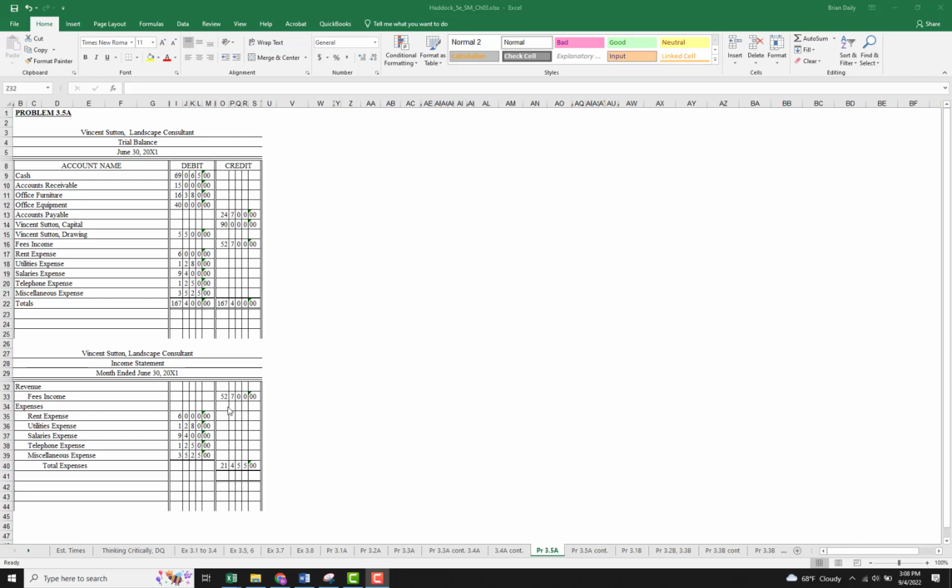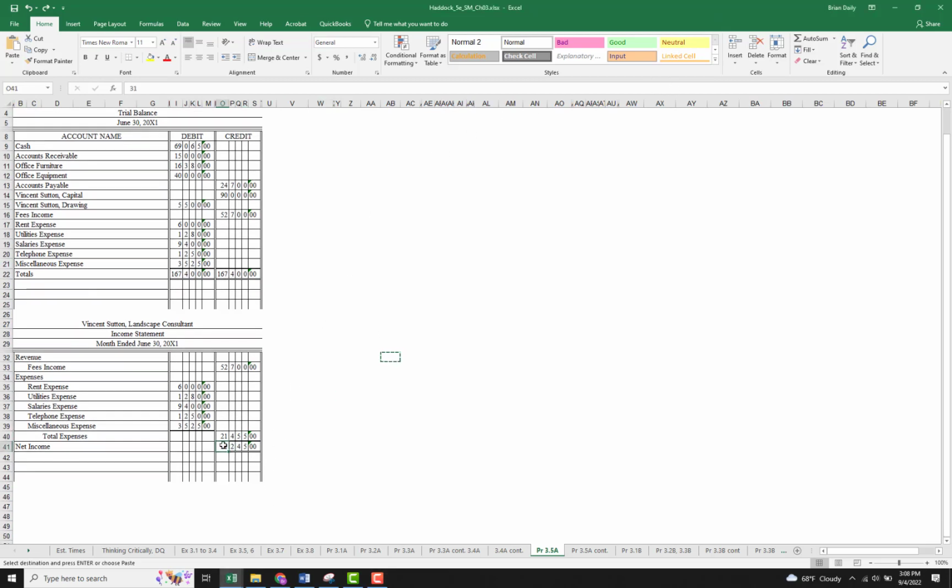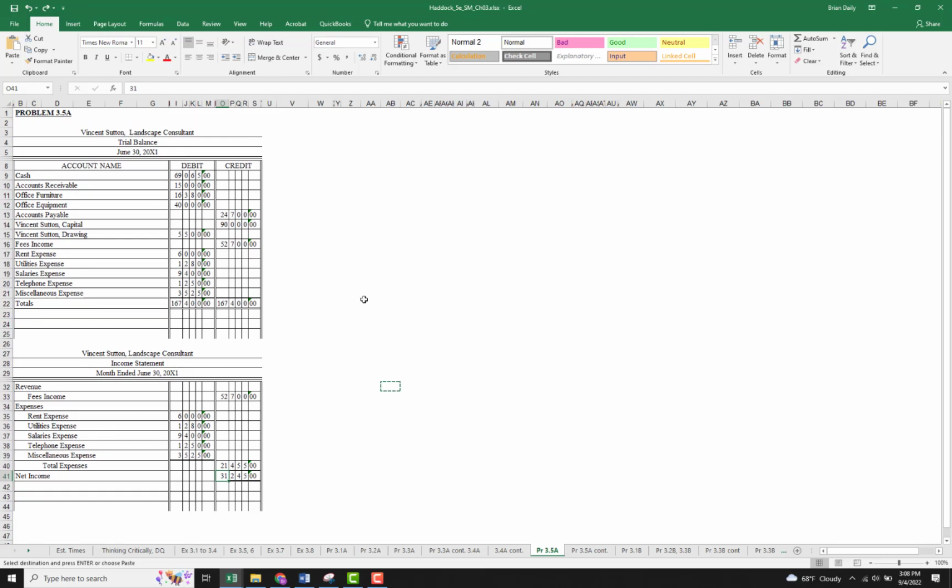So in this case, we're going to do the subtraction, 52,700 less 21,455, which gives us 31,245, and we're going to label that as our net income. Now we've got to remember that we do those financial statements in a particular order. One statement feeds the next. So when we do the statement of owner's equity, we're going to need to bring this $31,245 net income forward when we do that. So we will do that in just a moment.